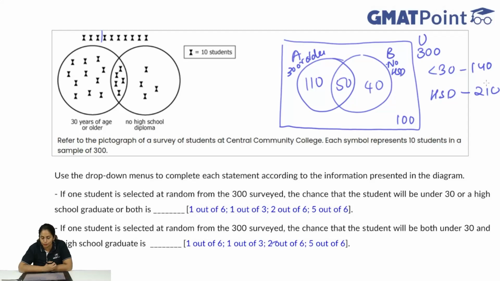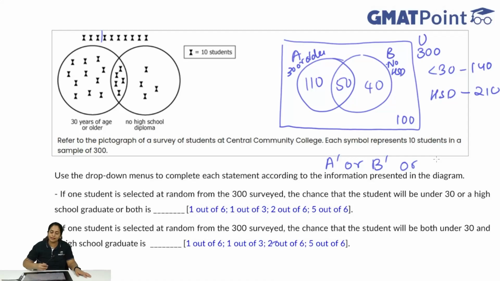the chance that the student will be under 30 or a high school graduate or both is... so how many are under 30 or high school graduate or both? So under 30 is basically A dash, or high school graduate, that is B dash, or both as such. So A dash or B dash is what you want to choose. A dash or B dash is what essentially?